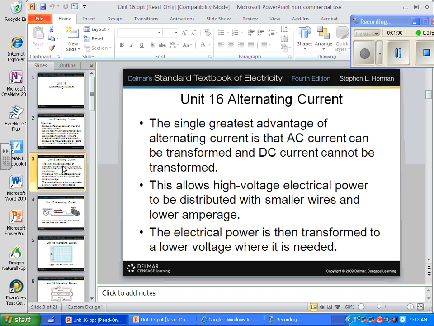But if that's true, since you cannot transform DC, that means you're going to have a generator on every single street corner. And that generator will supply just that one block, because the wires can't get too long, right? Because in DC, the voltage drop becomes horrendous fairly quickly, right? So being able to transform voltage into a higher voltage with lower current, get it someplace without any voltage drop, and then bring it down to a useful voltage becomes a very important factor.